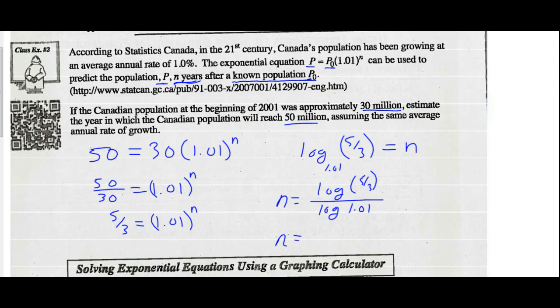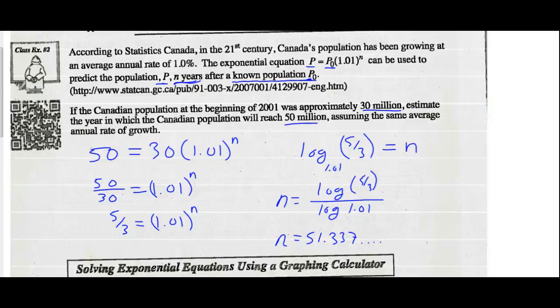So you go to your calculators, you figure that out. You get 51.337 and so on. What that tells you, it's 51.337 years after 2001.